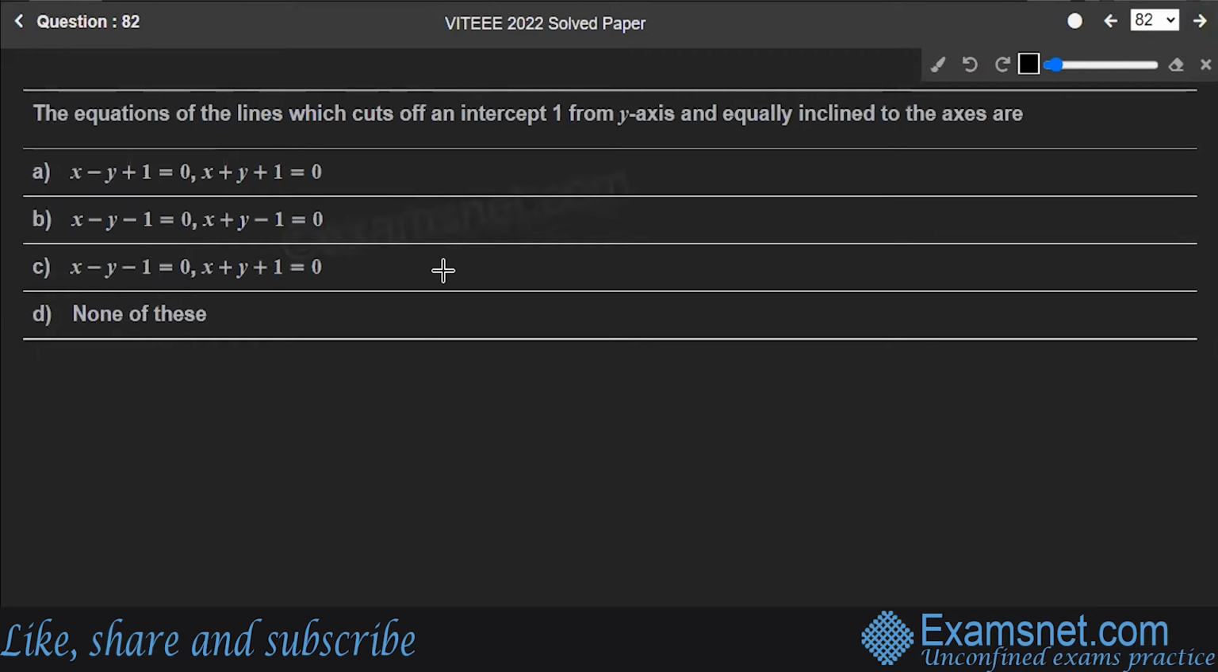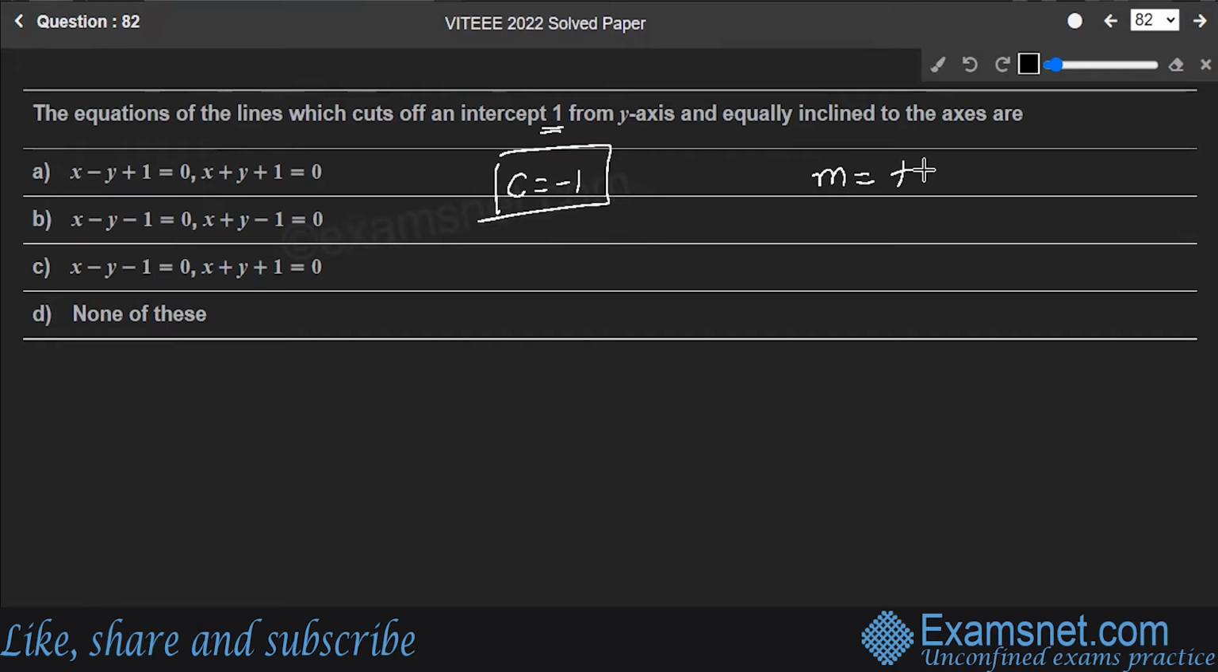Equations of the lines which cut off an intercept of 1 from the y-axis and are equally inclined to the axes are given by this and this, or these or these, or none of these. Here, the line cuts off an intercept of 1 from the y-axis, so in this question you have c is equal to minus 1.